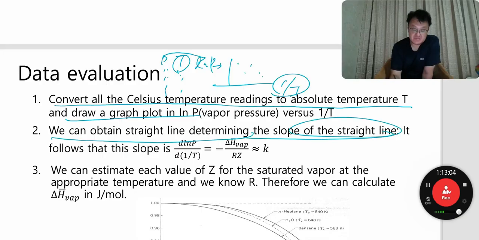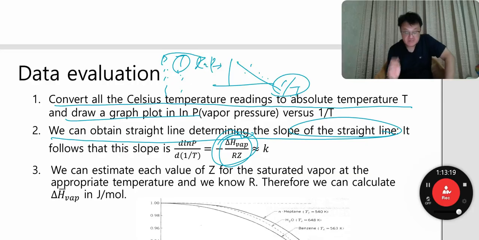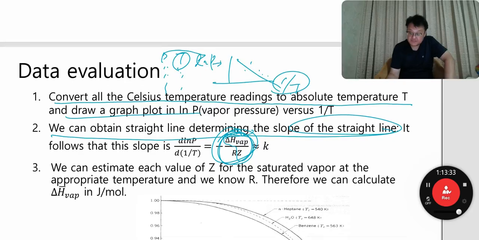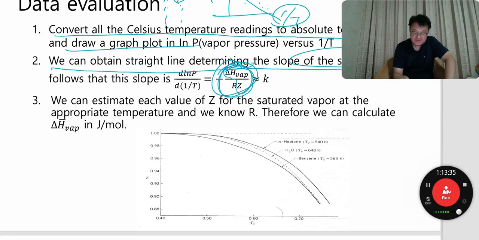We can obtain a straight line and determine its slope, okay? Your data points will be like this, and you can get a straight line with the minimum deviation from the data points. Then you can get the slope, right? The slope should be minus delta H vap divided by RZ, okay? Which should be constant. And then, of course, you can determine this because R is the gas constant, right?